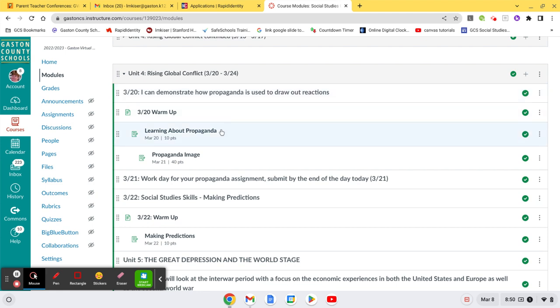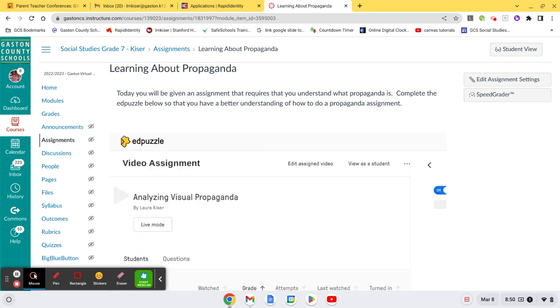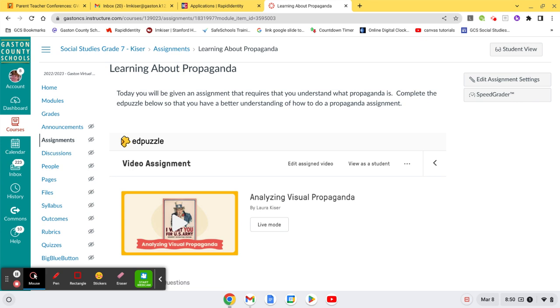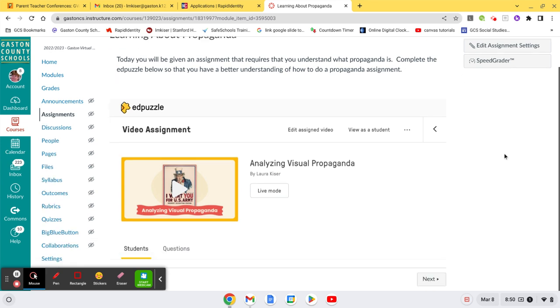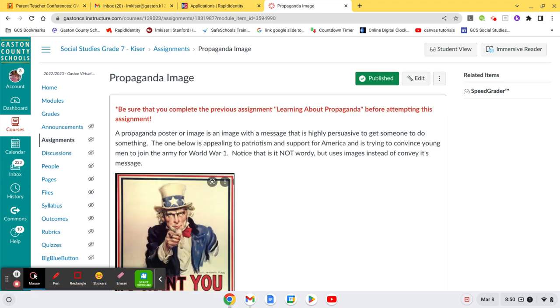All right. So the first task today is to learn about it and make sure that you're comfortable understanding the different types of propaganda and what propaganda looks like, because you are going to do a propaganda assignment next. So be sure that you complete the Edpuzzle video first. Then you're going to create your own piece of propaganda.